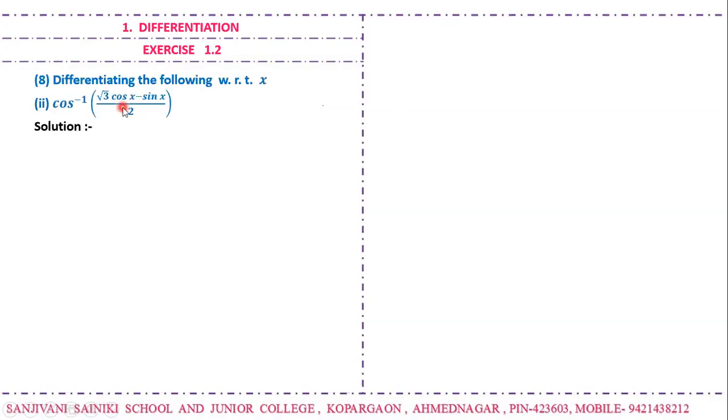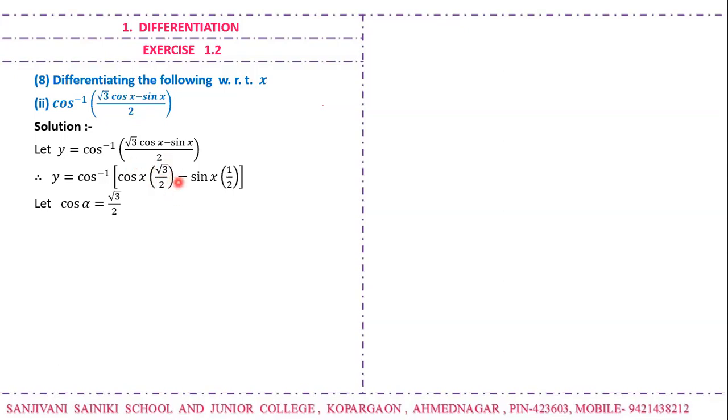Cos inverse of root 3 cos x minus sin x upon 2. Now here also you can divide separately by this 2: cos x into root 3 by 2 minus sin x into 1 upon 2. Here also we can directly put the values. What is the value of root 3 by 2? Now here is cos, so we must have cos a cos b minus sin a sin b. Cos x is already there, so this term must be cos. For what angle is cos of that angle root 3 by 2? It is cos 30, so cos pi by 6. We can directly put that value: cos pi by 6 minus sin x into sin pi by 6.